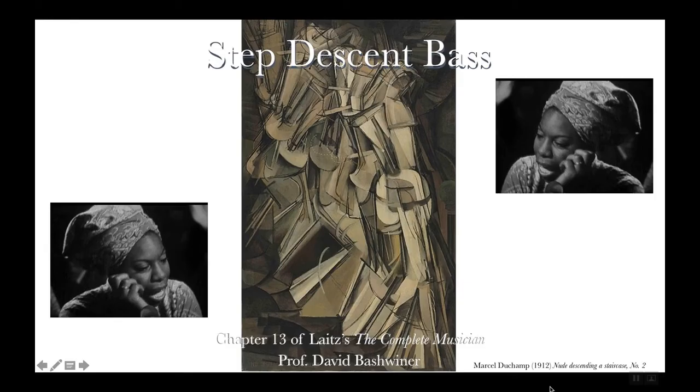Step descent bass. Here we have one of my favorite paintings of all time by Marcel Duchamp. He's the guy who put the toilet in the museum, but you could see he could actually paint. And next to the Nude Descending a Staircase is Nina Simone. Two of our topics for the day. Well, we won't be talking about Marcel Duchamp, but we will be talking about walking down in musical staircase land.